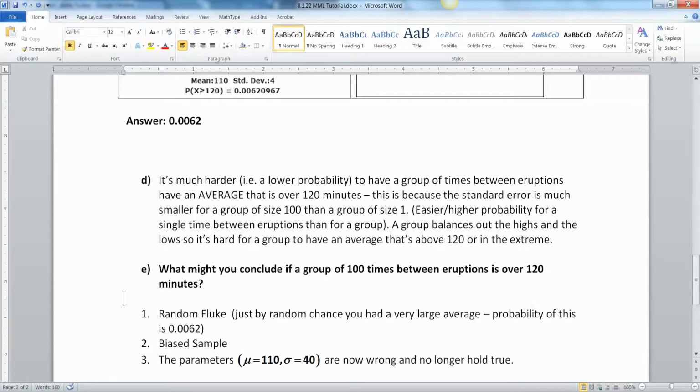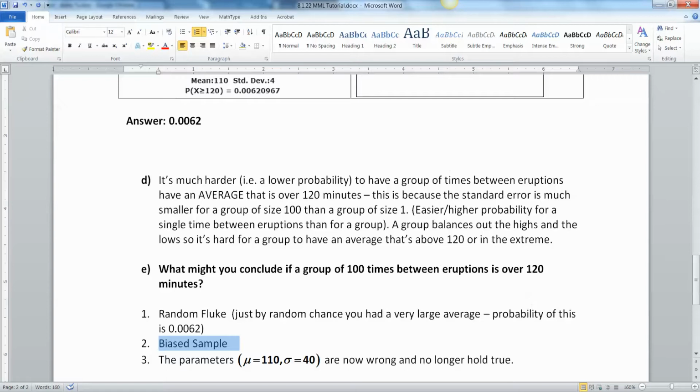Well, there's a lot of options. One, it could just happen. I mean, I shouldn't say it doesn't happen. It does, but it's very rare. The probability of it is 0.0062. So, stuff happens. Sometimes you get just a random fluke. It's just going to be really long waiting times. It occurs, but it's only going to occur 0.0062 of the time, which is 0.62%. Very, very small.